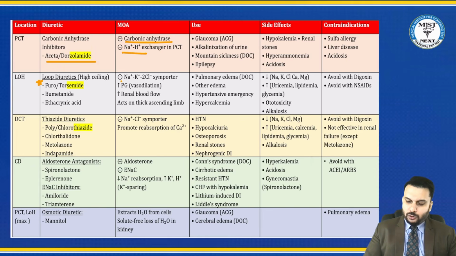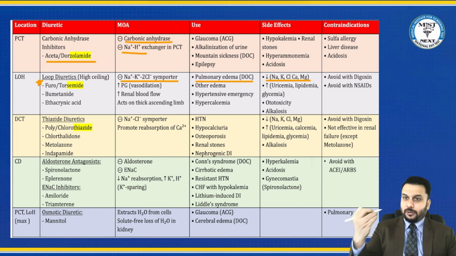So this guy blocks sodium potassium 2 chloride channel in the loop of Henle. Okay, and you must remember this is the drug of choice for pulmonary edema. Now when it comes to the ions, loops make you lose everything. So this is the mnemonic you have to keep in mind. Loops lose everything. That is sodium, potassium, chloride, calcium, magnesium, everything becomes less in the body.